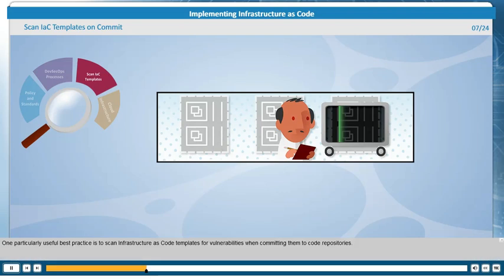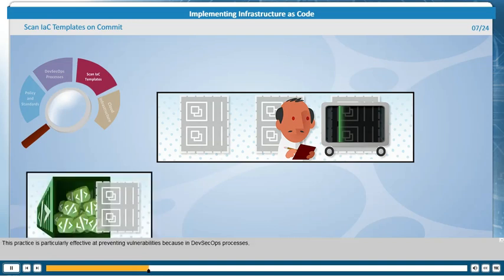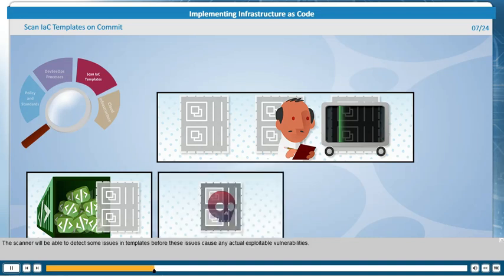One particularly useful best practice is to scan infrastructure as code templates for vulnerabilities when committing them to code repositories. This practice is particularly effective at preventing vulnerabilities because in DevSecOps processes, templates are processed after being committed to code repositories. Therefore, scanning them when committing will result in templates always having been scanned before they are used to provision or manage any infrastructure. The scanner will be able to detect some issues in templates before these issues cause any actual exploitable vulnerabilities.